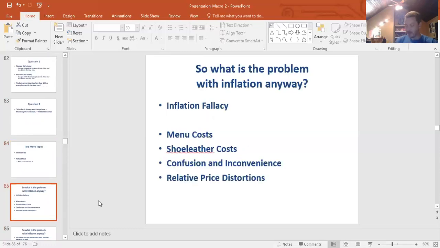So now what I want to talk about is perhaps a weird question. So what is the problem with inflation anyway? It's kind of weird. We always talk about inflation in the pejorative, right? Inflation, oh, it's a bad thing.